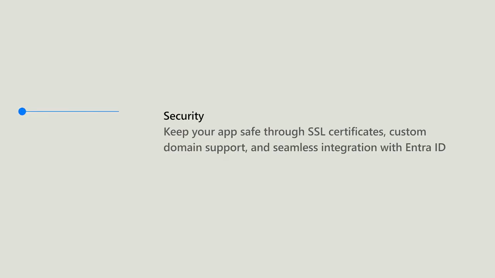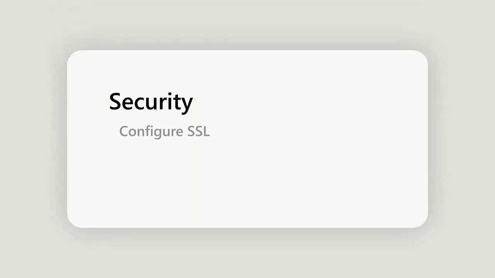When it comes to Azure App Service, security is a top priority. It's got all the essentials covered, like SSL certificates, custom domain support, and seamless integration with Entra ID to keep your app safe and sound. These features ensure a secure environment for your applications, protecting sensitive data and meeting compliance requirements. You can easily configure SSL to encrypt data between your application and its users and use Entra ID to manage user access and authentication, making it easier to secure your application and protect your users' data.